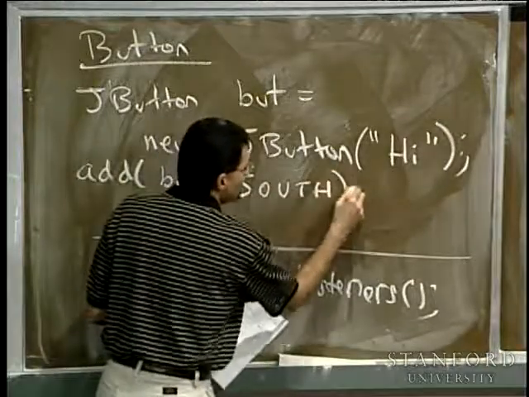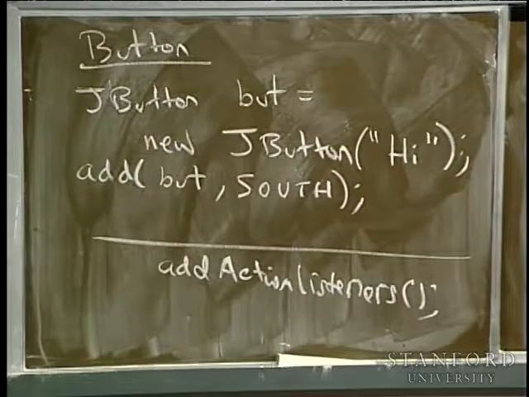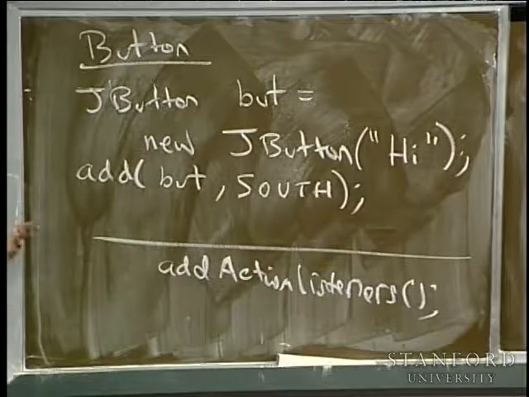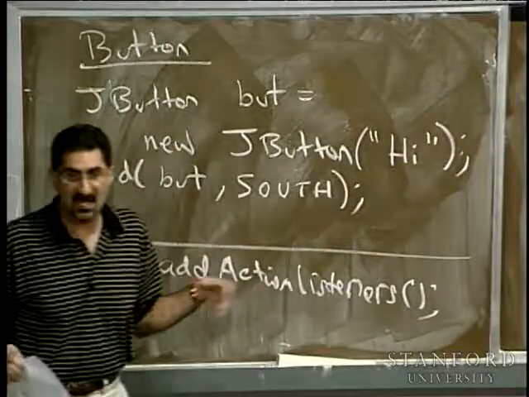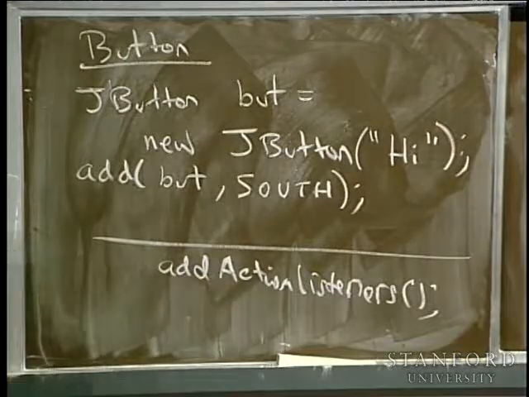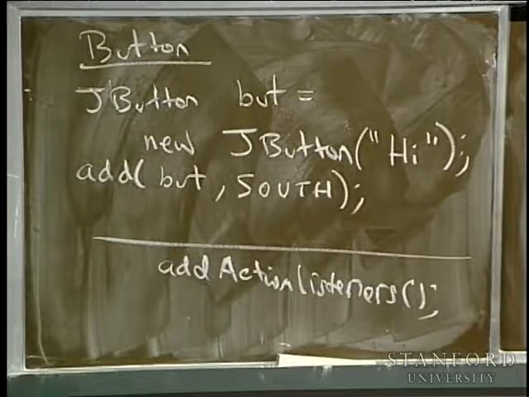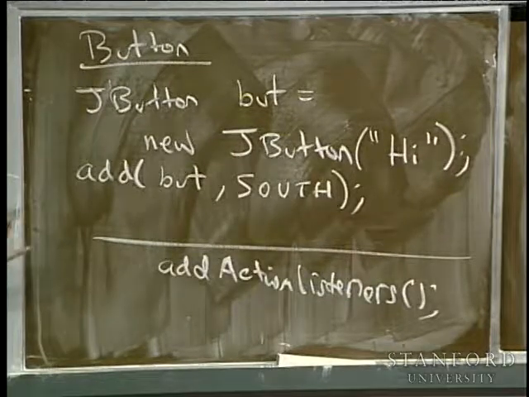And so NORTH, SOUTH, EAST, and WEST are all predefined constants for you that let you know what region you're referring to. So add button to SOUTH says, put this button in the southern region. And now that there's an interactor on the southern region, it will automatically show up for you. Okay? So any questions about sort of the basics?